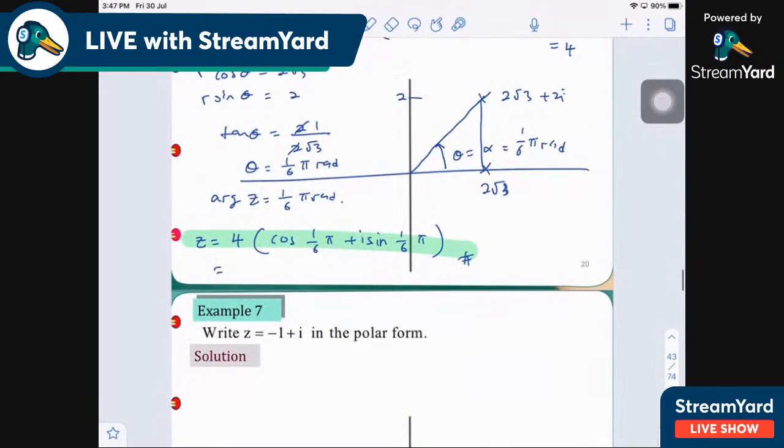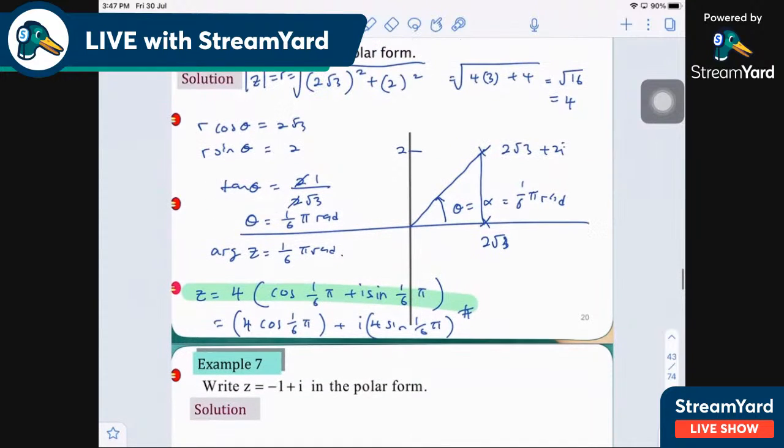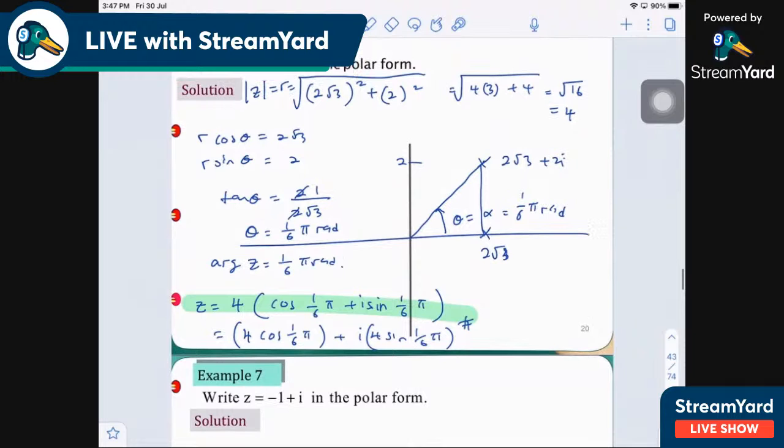Sekejap, lagging sikit. Sekejap, saya ulang balik. If I take this thing, I want to change back to the standard complex number. What I can do is press 4 cos 1 over 6 pi, the whole thing in the calculator. Then I press 4 sine 1 over 6 pi in the calculator also. When I press both of that, I will get back 2 root 3 and 2i. Agree with this or not?